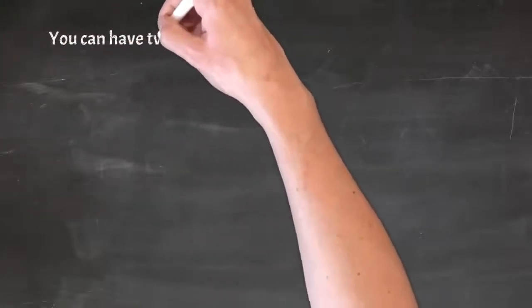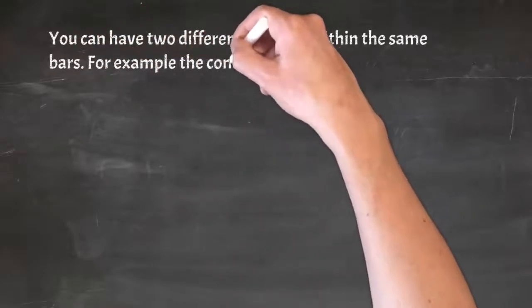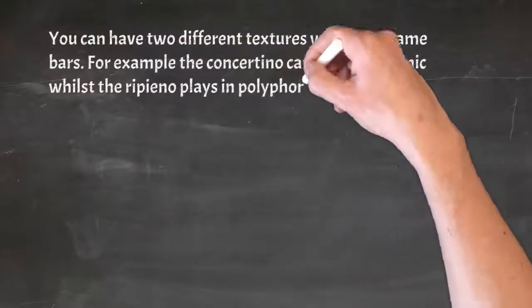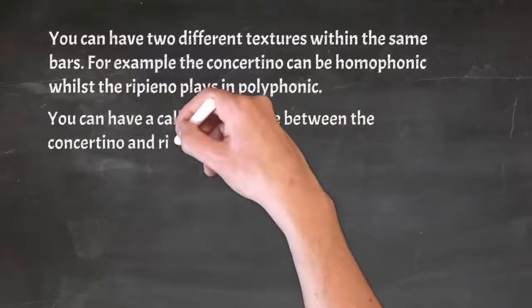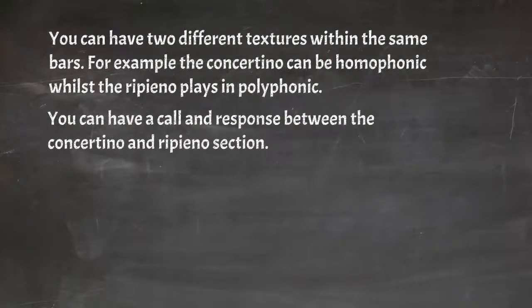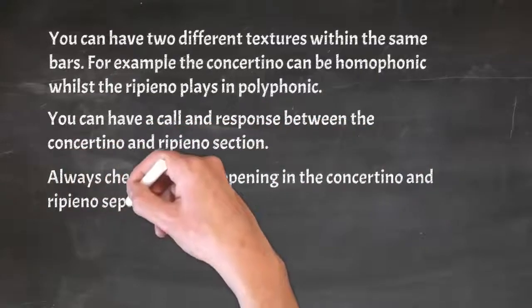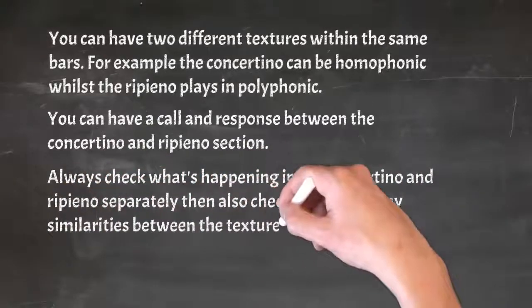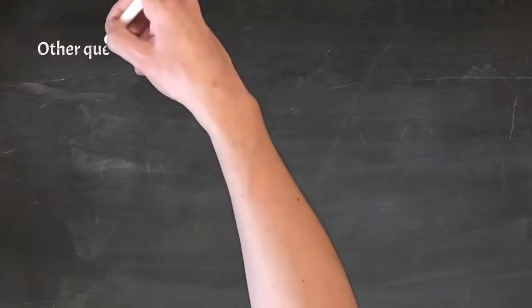It's important to note that you can have two different textures within the same bar. For example, within a concerto grosso, you can have the concertino playing homophonic texture while the ripieno section is playing in a polyphonic texture. You can have an antiphony or call and response between the concertino and the ripieno sections. With this question, always check what's happening in the concertino and ripieno sections separately. Then also check if there is any similarities or relationship between the textures in these two different sections.